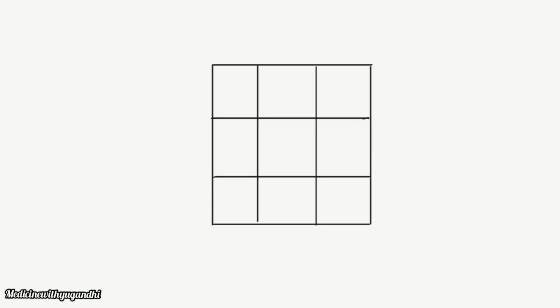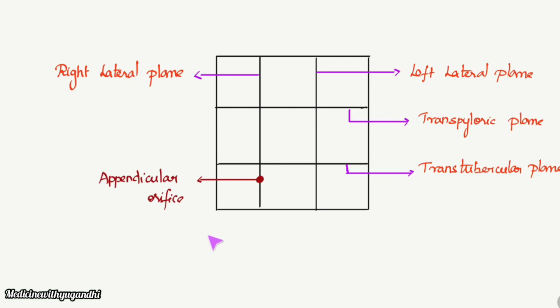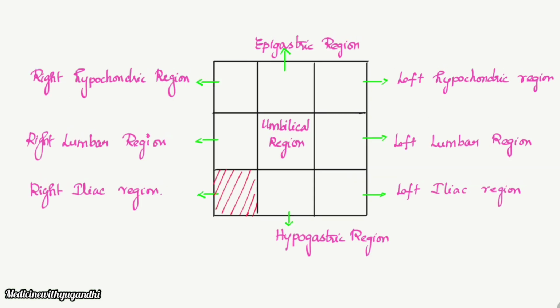Next coming to the location of the stomach. Actually the stomach lies obliquely in the abdomen, occupying the epigastric, umbilical and left hypochondriac regions. See, as I mentioned in the previous video on appendix, the abdomen is divided into 9 quadrants by 4 planes. One is the right lateral plane and the other one is the left lateral plane passing vertically through the abdomen, and the other one is the transpyloric plane and the other one is the transtubercular plane passing horizontally through the abdomen. See, these are the 4 planes. So these 4 planes divide the abdomen into 9 quadrants.